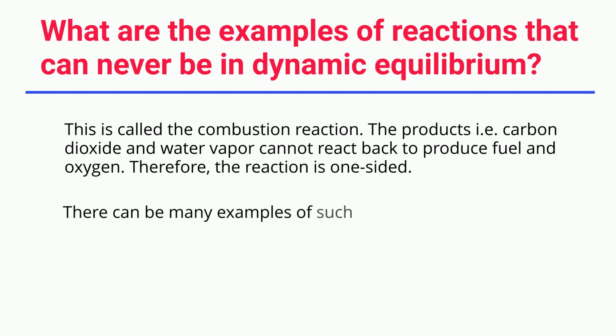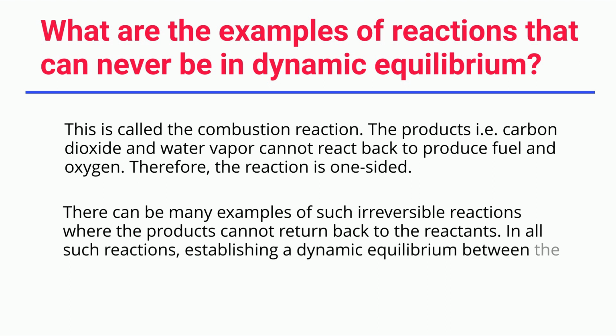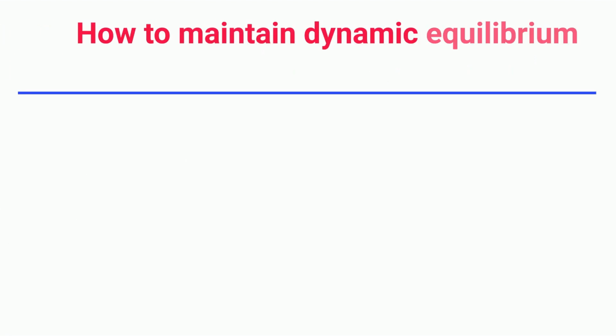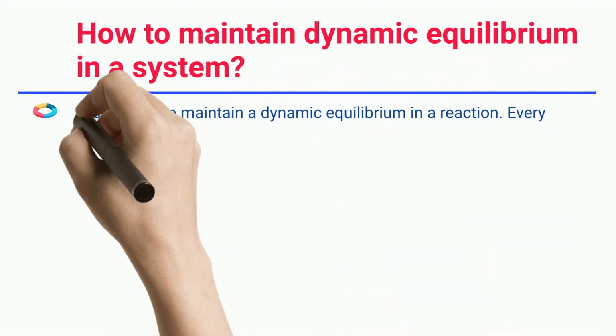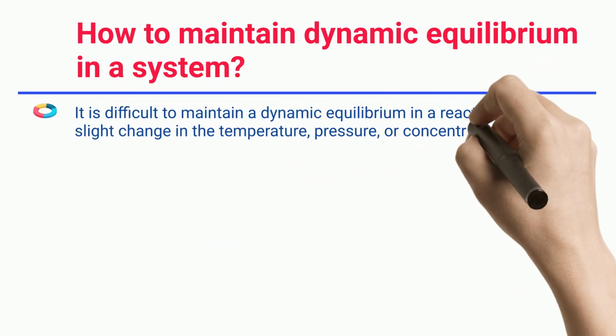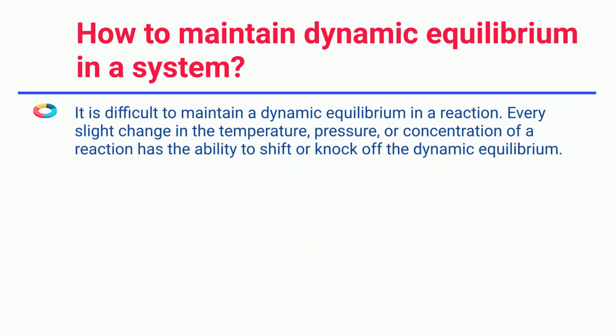There can be many examples of such irreversible reactions where the products cannot return back to the reactants. In all such reactions, establishing a dynamic equilibrium between the products and the reactants is not possible. How to maintain dynamic equilibrium in a system? It is difficult to maintain a dynamic equilibrium in a reaction. Every slight change in the temperature, pressure, or concentration of a reaction has the ability to shift or knock off the dynamic equilibrium.